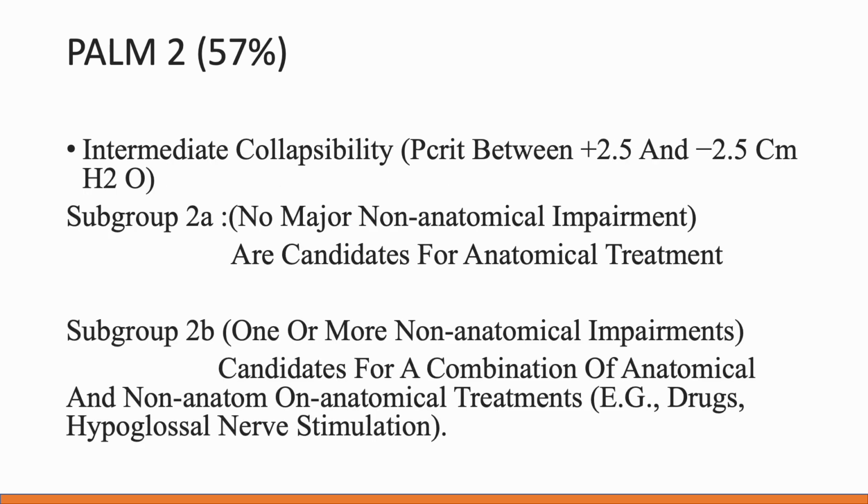PALM 2 constitutes 57% of our OSAs. They have an intermediate collapsibility. The critical pressure is between 2.5 and minus 2.5. And here you can subdivide them into 2A and 2B. 2A do not have major non-anatomical impairment, so they are purely anatomical treatment. But 2B will also have non-anatomical problems, so you need a combination treatment.